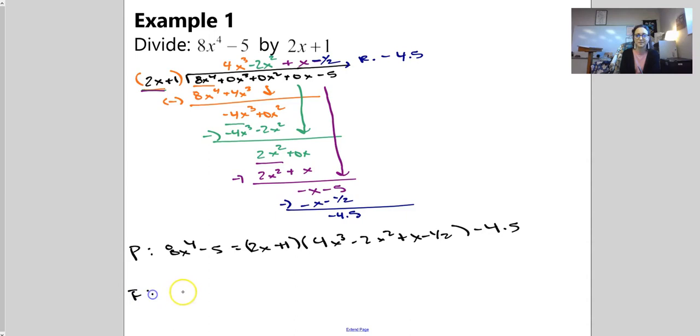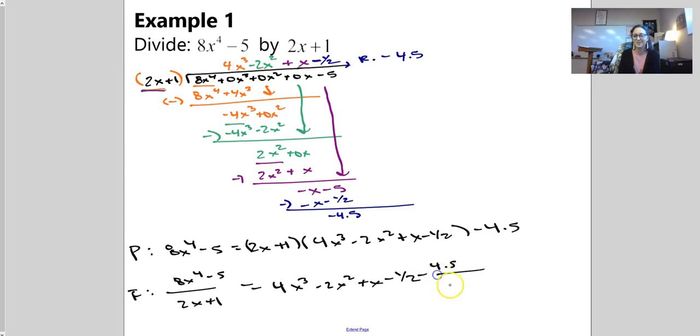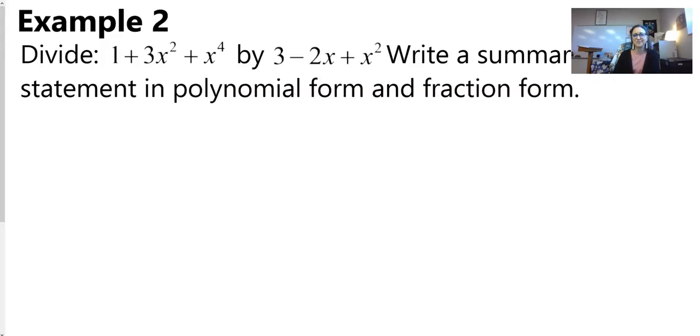Now, if I want to rewrite in fraction form, in other words, if I want 8x to the 4th minus 5 all over 2x plus 1, what do I start with? I start with the quotient, so 4x cubed minus 2x squared plus x minus a half. And then I'm going to take my remainder, so negative 4.5, and put it over what? Put it over the divisor of 2x plus 1. All right, force a pause on your screen. Can you go ahead and set up this problem for me? Make sure to put in zeros for your missing terms in your dividend. Hit continue when you have got it set up.